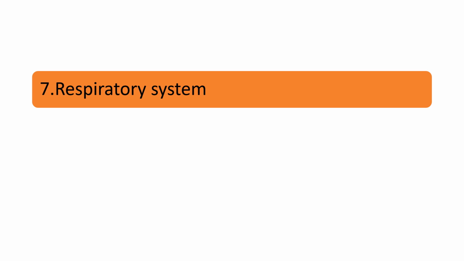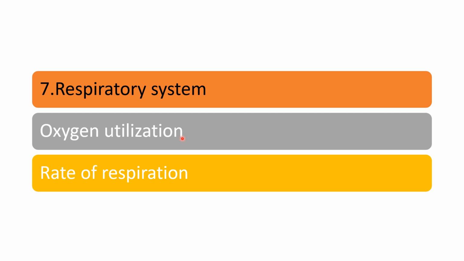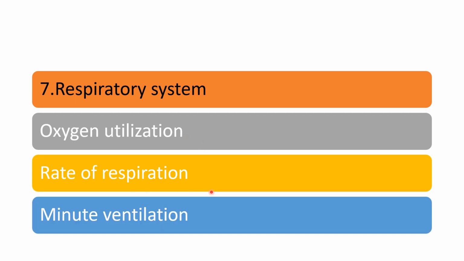Thyroid hormone action on the respiratory system. Thyroid hormone increases the oxygen utilization in the tissue. So oxygen demand is increased. To meet the oxygen demand, the rate of respiration is increased, and it also increases the minute ventilation. Minute ventilation is how much air is transported to the alveoli per minute. That is also increased by the thyroid hormone.